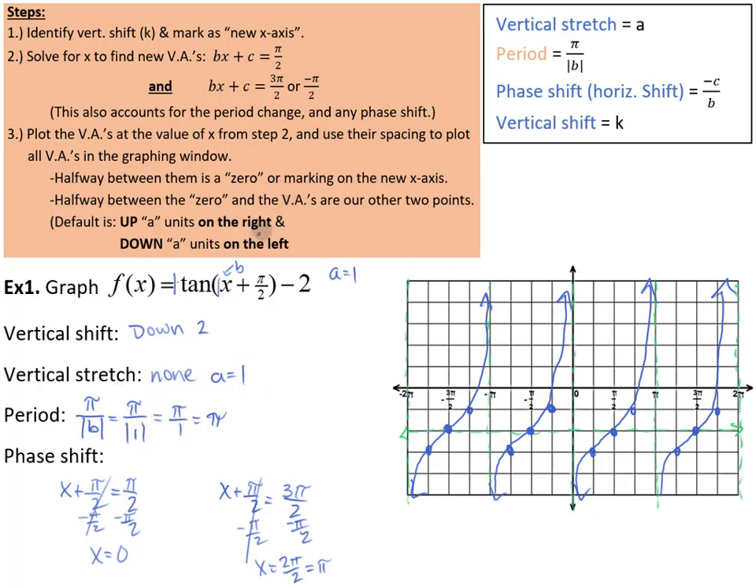And then lastly, the phase shift is really just the opposite of c over b. So the opposite of c over b would be negative pi halves over 1, which is negative pi halves, and the negative means left. So left pi halves units. If you compare that with the original graph, we've shifted left pi halves, or 90 degrees, and we've shifted down 2. That's the only difference on our graph.